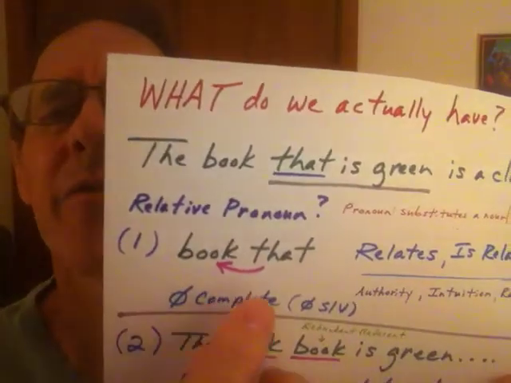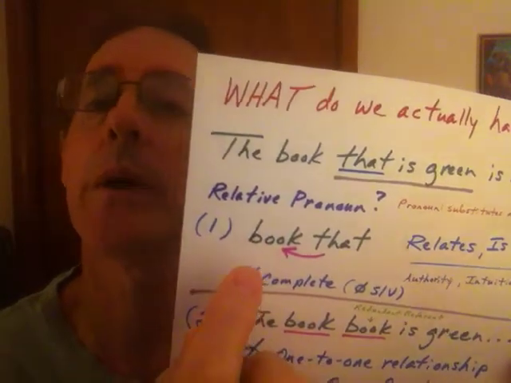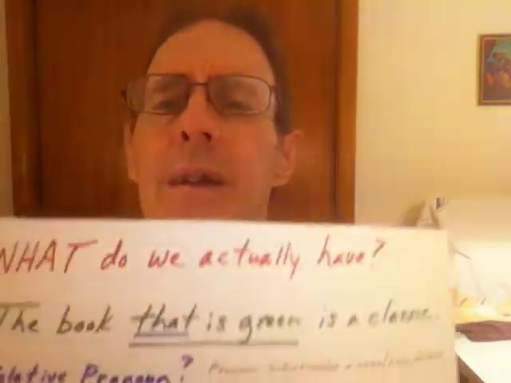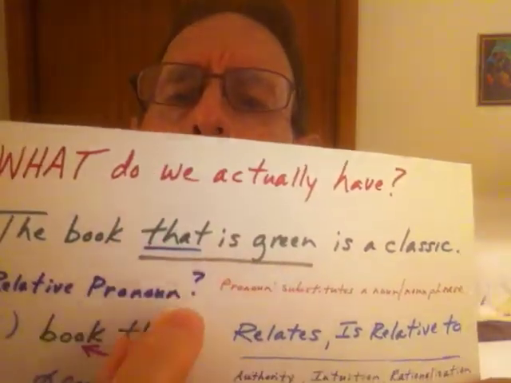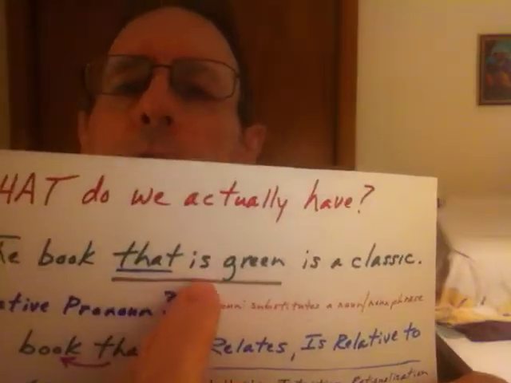So we know then, from our mind, that "that" refers back in some way to the word book. It refers back, it does. It's relative to the word book. We'll give it that. But it's not complete. You see, book that is not complete without your verb phrase here. It's just not complete. That means nothing. It can't stand on its own.